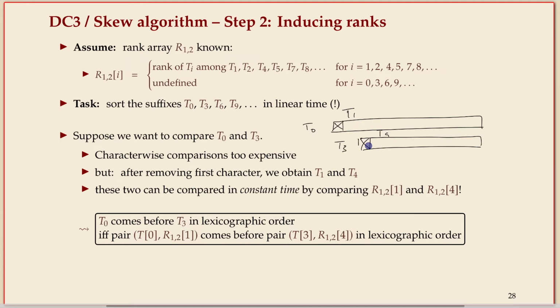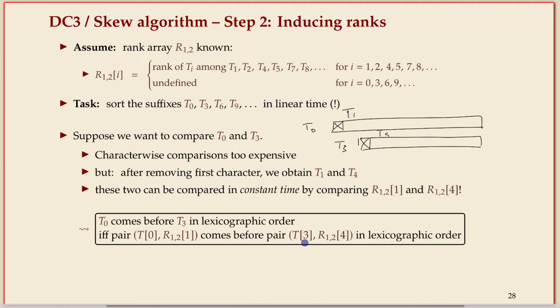And there's really two options, right? Either the first character already decides if T0 is smaller or T3 is smaller, then we're fine. Or the first character of these two is equal, and then we have to look at the suffixes, but we know how they compare. So everything's done. In short, T0 comes before T3 if and only if this ordered pair, so the first character and then this number, the rank of the following part, comes before this pair, another character and a number. And that's it. Okay?